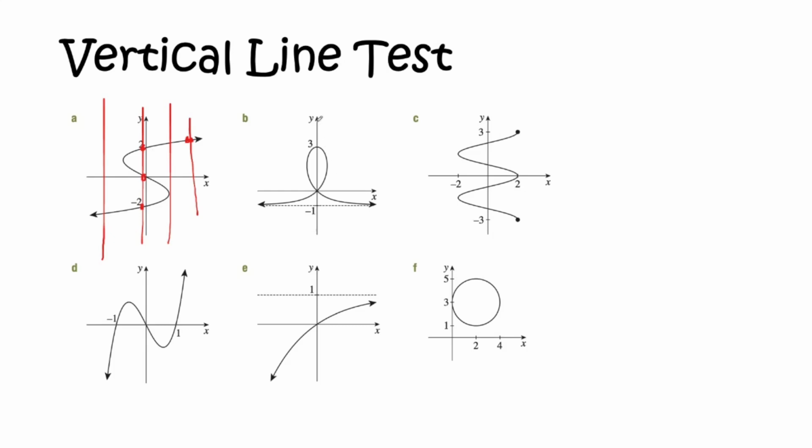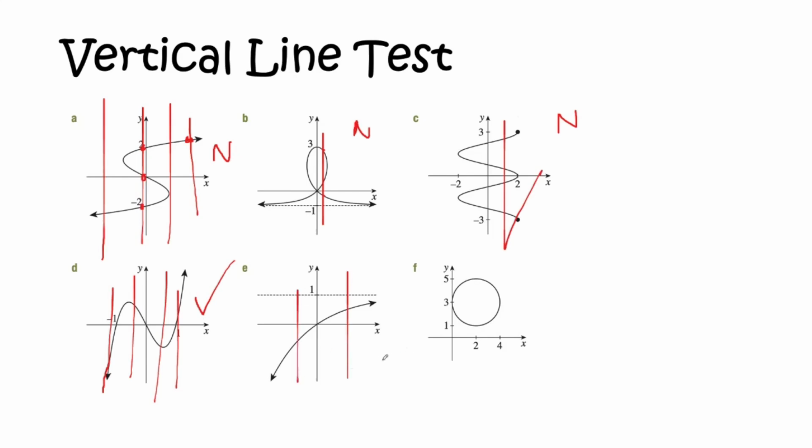This one is also not a function. If we intersect the graph here, we can see that it's intersecting at more than one point, so it's not a function. This one is not a function. This one is also not a function. This one is a function. At any point of the graph, we're intersecting at a maximum of one spot. So this is a function. This is a function. And this is also not a function.